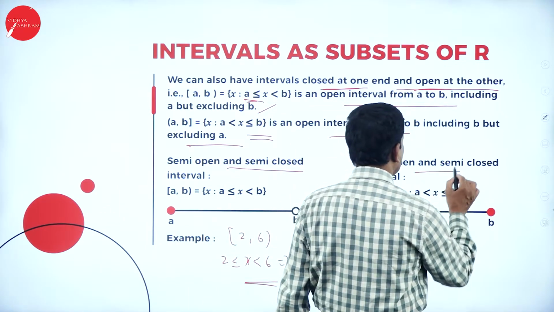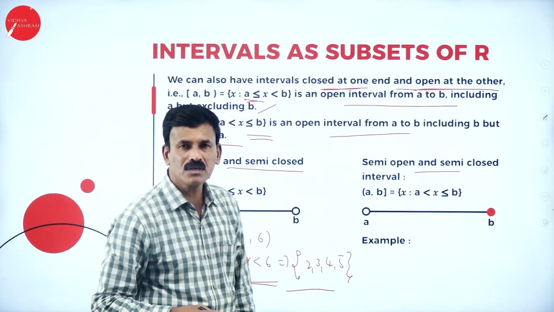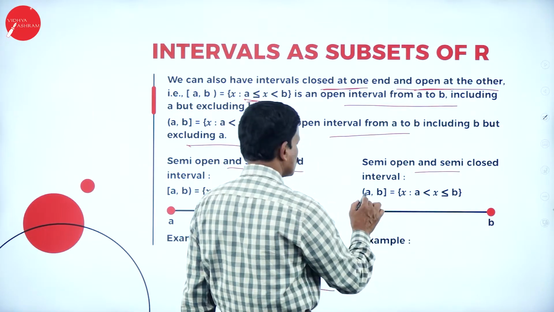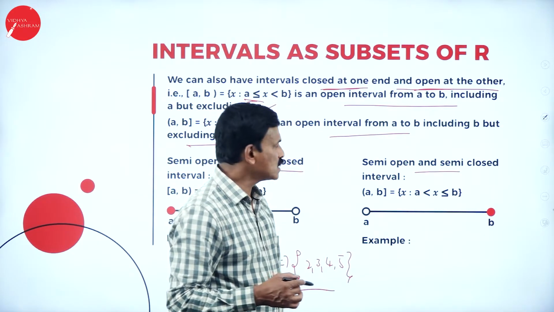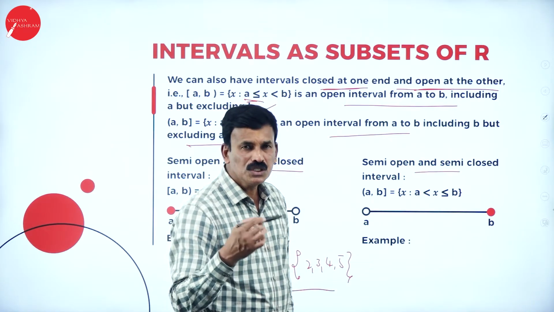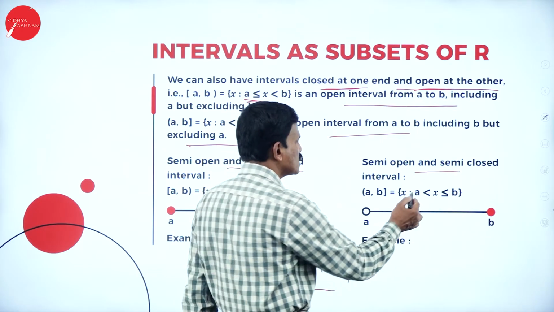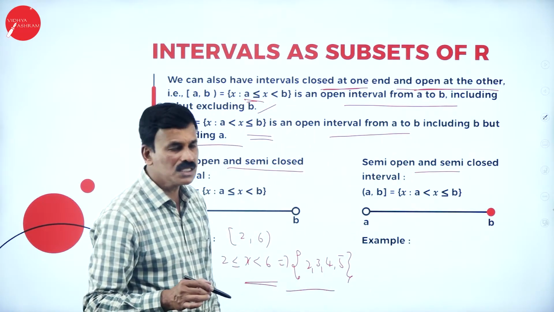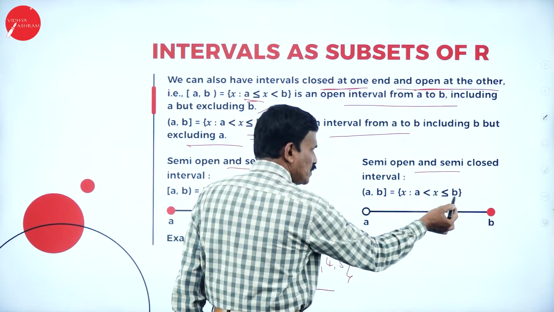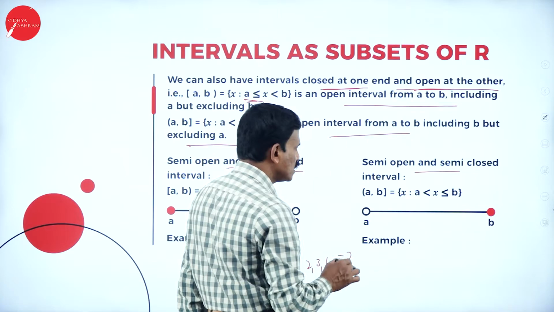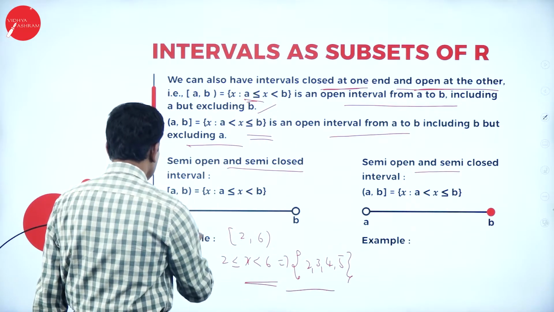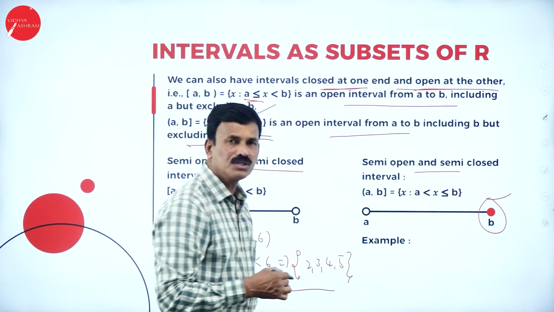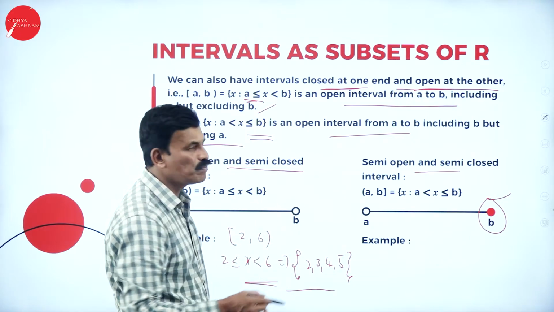Similarly, semi-open and semi-closed interval means here it is closed. So (A, B] is a set of X such that X lies between A and B, including B but excluding A. A less than X less than or equal to B comes under semi-open and semi-closed. That means all the values of X lie between A and B, including B, excluding A. So here A is excluded and B is included. This is how we are going to represent semi-open and semi-closed intervals.